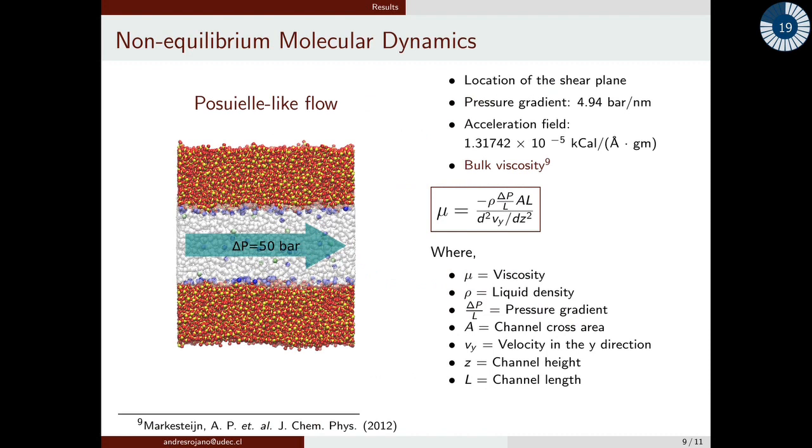Furthermore, as we wanted to improve our knowledge about how the bulk and interface regions were being affected by this anomaly, we conducted 2 additional types of non-equilibrium molecular dynamic simulations. First, we have Poiseuille-like flow, in which we model a pressure gradient by applying an acceleration field to the water molecules. With this, we inquire about the bulk viscosity using this relation, which is an approximation of a one-dimensional flow of the Navier-Stokes equation.